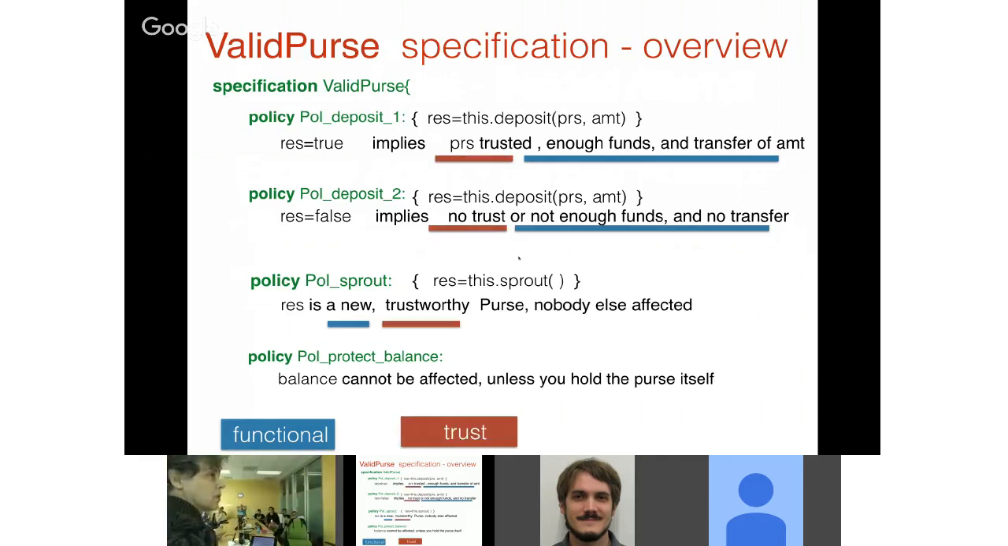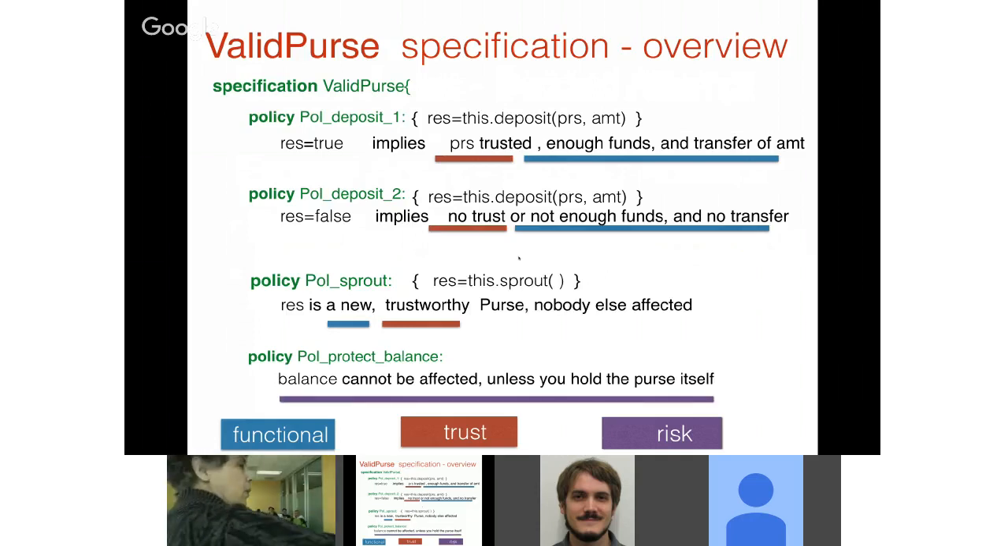There are the elements that talk about trust. For instance, here the successful report after a deposit means that the argument is trustworthy. If unsuccessful, it might not have been trustworthy, we don't know. And the sprout gives me a trustworthy purse. And the third ingredient is risk. The risk is described in this policy that says your purse is not at risk unless somebody has access to it. And moreover, these operations do not affect anybody else.